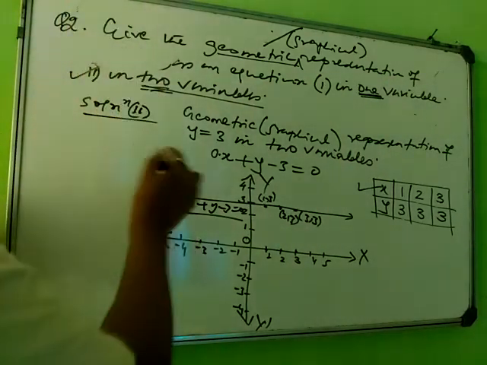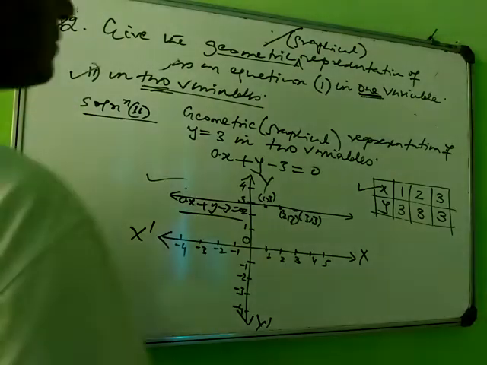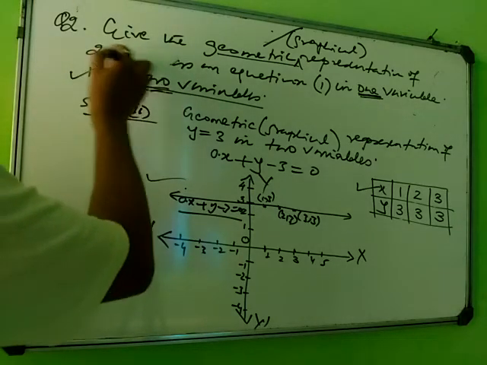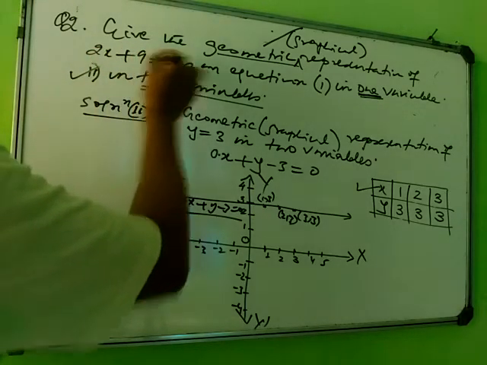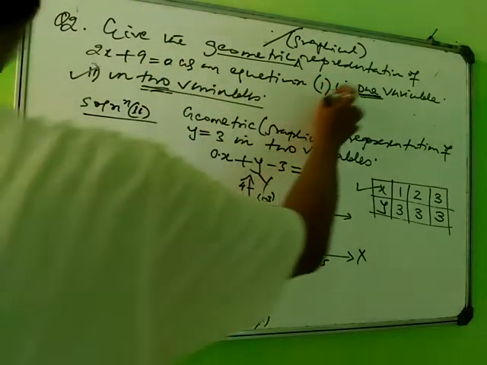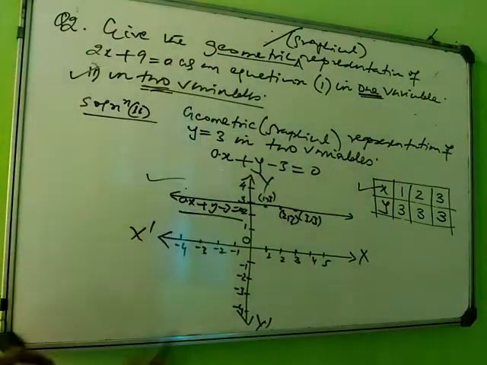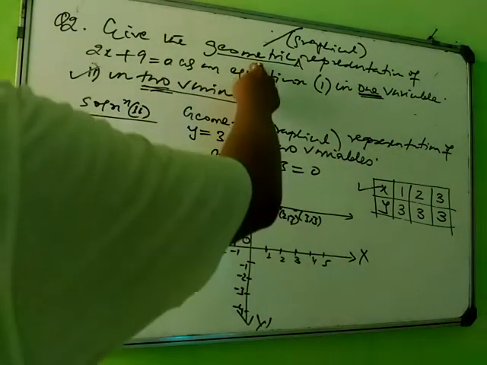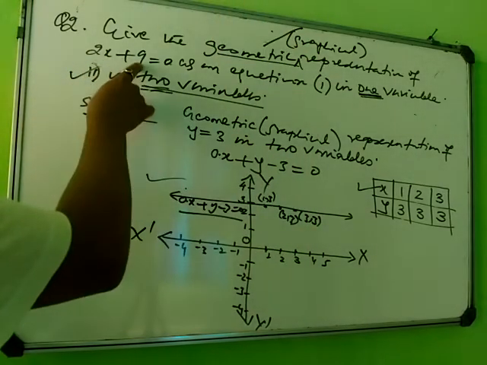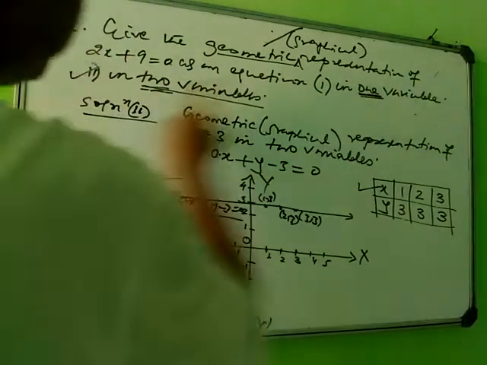Question number 2. So here, 2x plus 9 equals 0 as an equation in one variable and in two variables. So the same equation. So you are to draw the graphical. So graphically you are to represent 2x plus 9 equals 0 in one variable and in two variables.